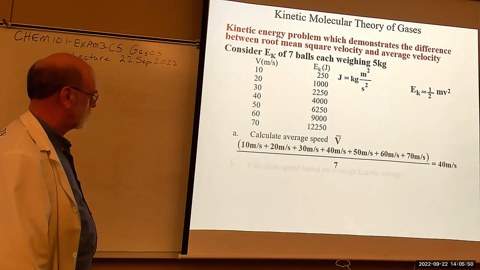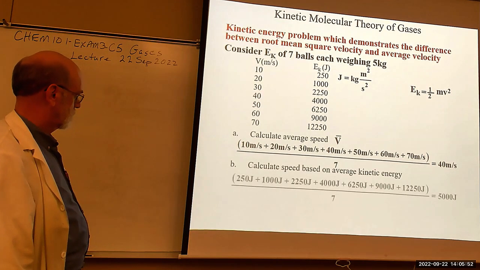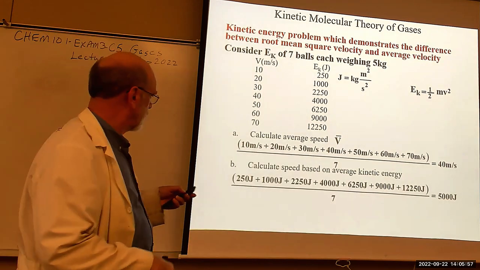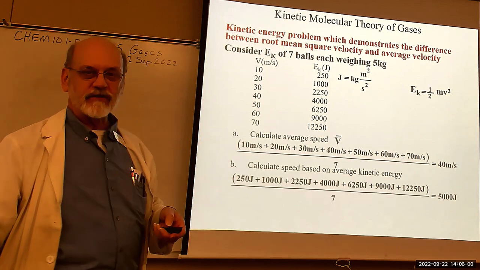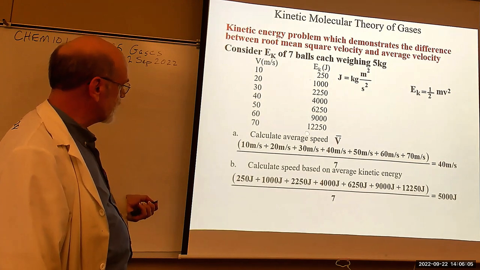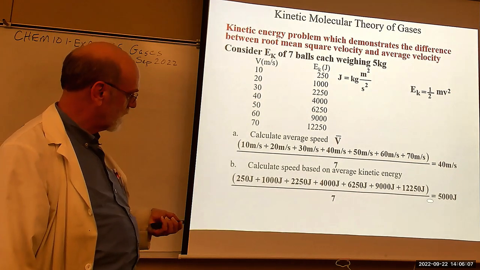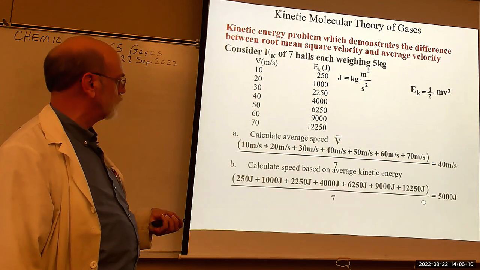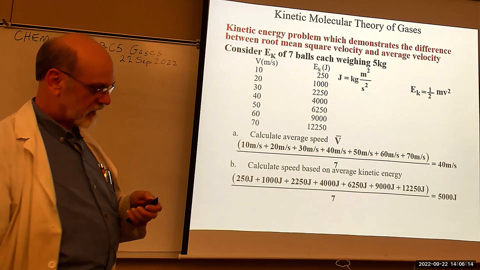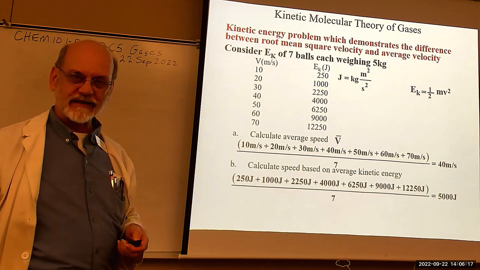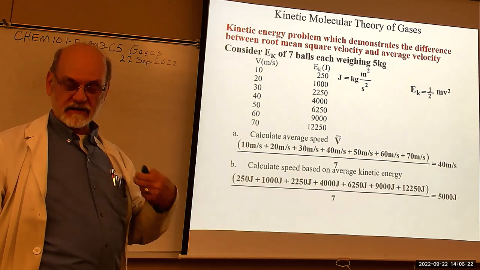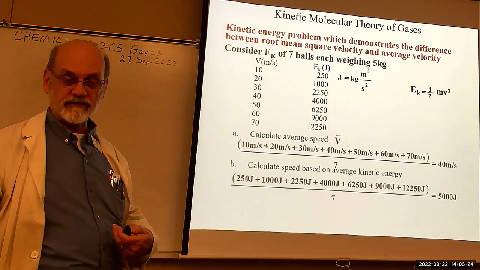Oh, I jumped ahead of myself. Pardon me. First, let's calculate the average kinetic energy based upon our calculations. We take this list and take the average. Here we are. The average is 5,000 joules. But what if we take 40 meters per second and the 5 kilograms and ask what is the kinetic energy of that ball with that average velocity?